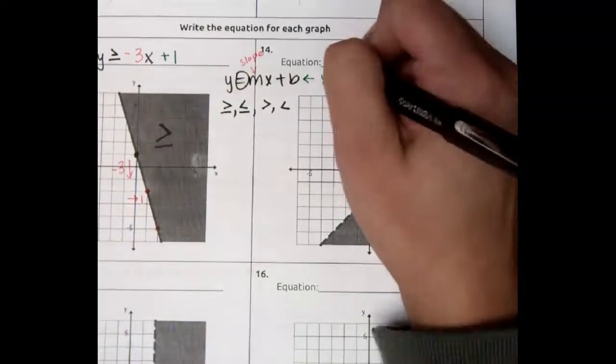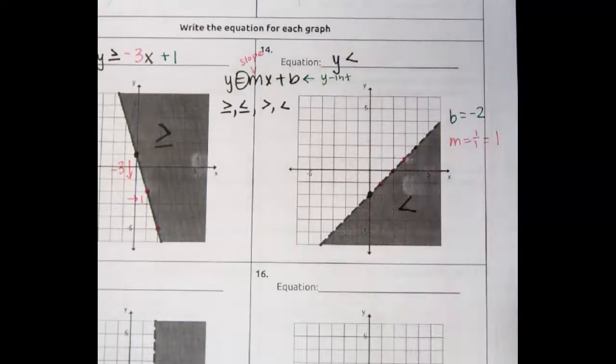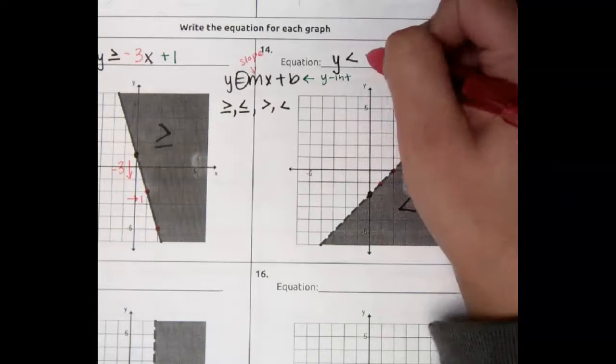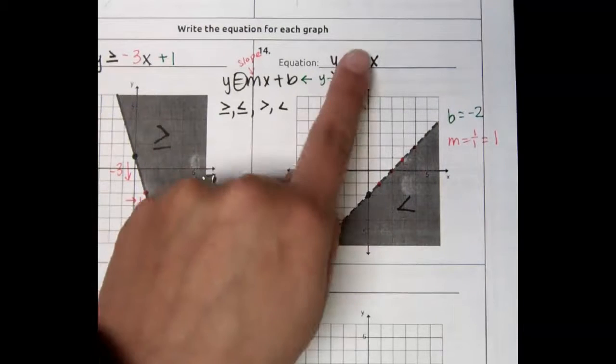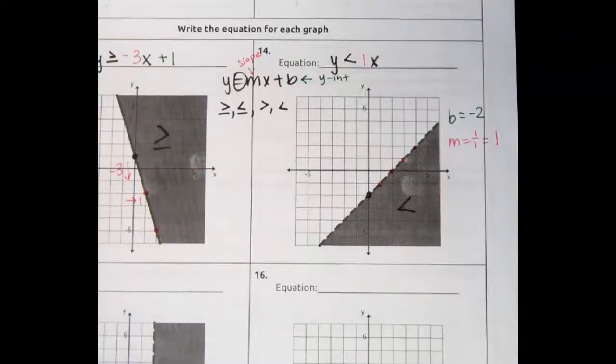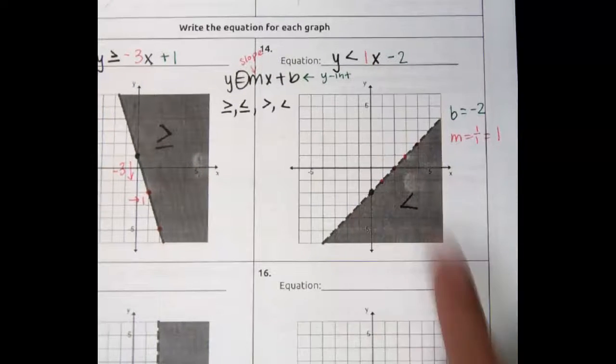So now I just put it all together. Y is less than, not equal to, because it is a dotted line. In front of my x is my slope. My slope is 1. You can write the 1 in, but on a multiple choice test, the 1 won't be there. So it might just look like y is less than x. And then minus 2, because my y-intercept is negative 2.